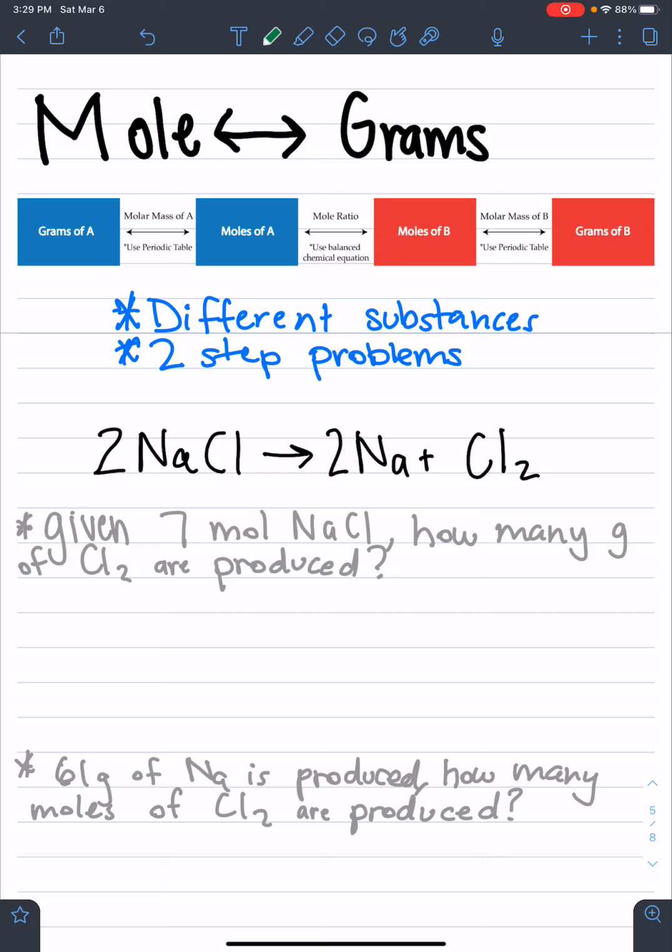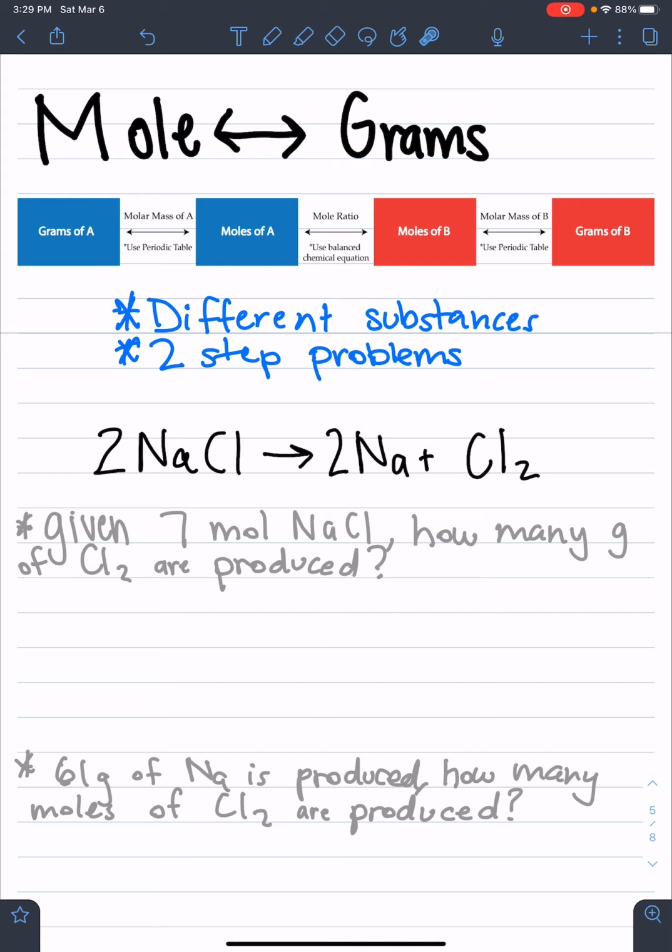Okay, I know this page looks like there's a lot, so you can pause it and write some things down if you'd like, or you can just pause it as you go and copy it down. But basically in this video, we're going to start going from moles to grams of different substances. And because we're going between different substances, these are actually two-step problems.